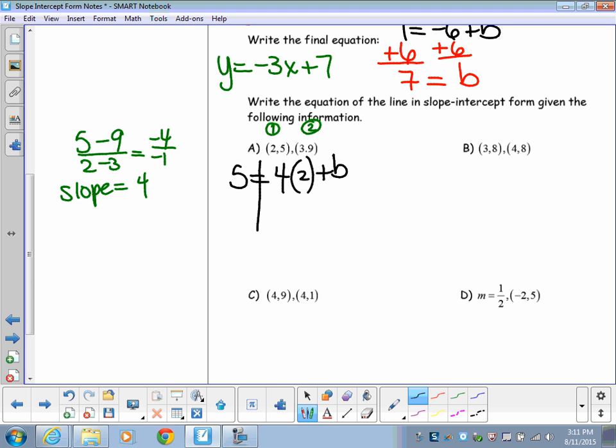Now, I draw my line for balance and I solve my problem. Remember, always start on the side with your math problem. 4 times 2 is 8. You bring down your b.